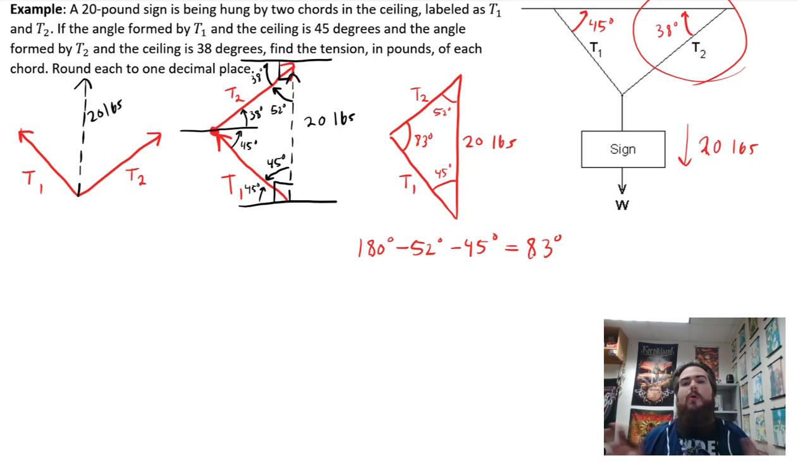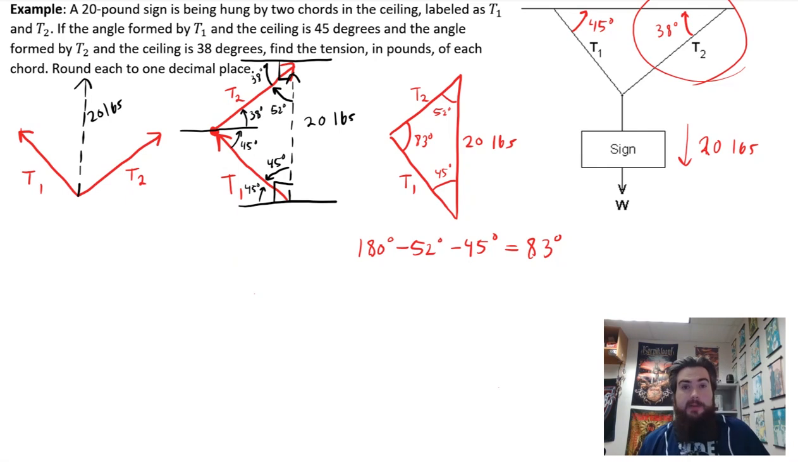And now we know more than enough. We have all three angle measures in this triangle, this other representation of the addition of vectors, and we know one of the side lengths. So we should have enough information using the law of sines in order to find the magnitude of T1 and the magnitude of T2.